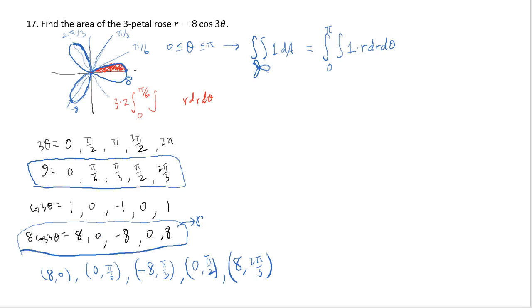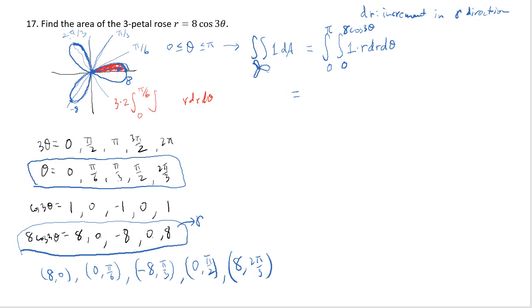So for dr, you have to think about painting this region radially, because dr is the increment in the r direction, right? So you're increasing in the radial direction. You start from 0, which is the origin, and you reach the curve, which is 8 cosine 3 theta. Then you get the area.